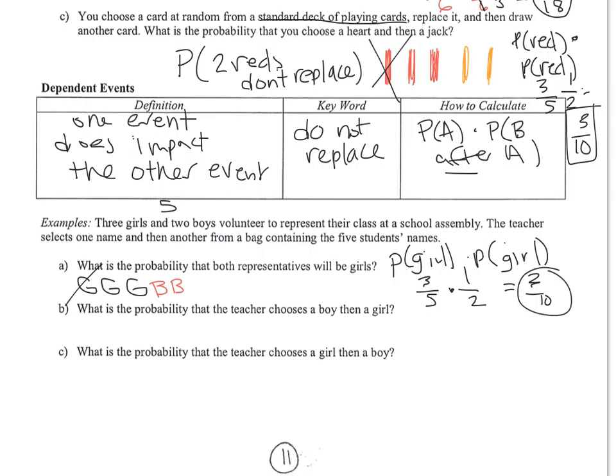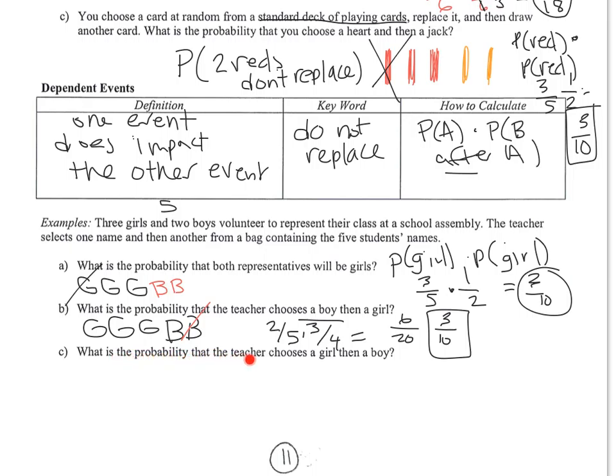Let's do B. What is the probability that the teacher chooses a boy then a girl? So I'm going to write out girl, girl, girl, boy, boy. The probability of a boy is 2/5. Cross off the boy. Then what's the probability of a girl? Which is 3/4. So now you multiply straight across. 2 times 3 is 6, 5 times 4 is 20, which makes 3/10 again.